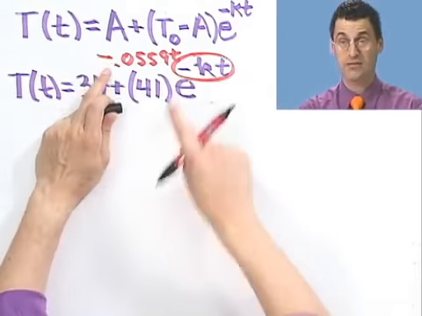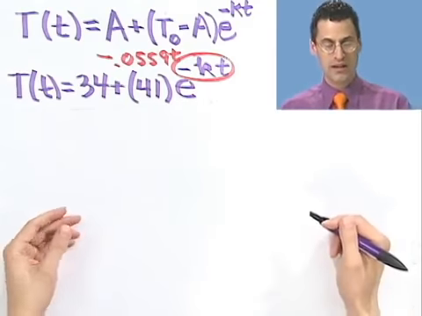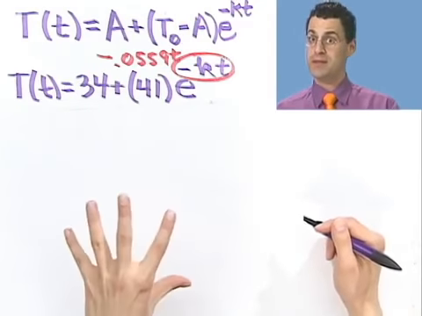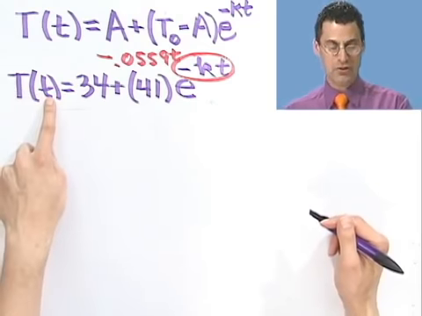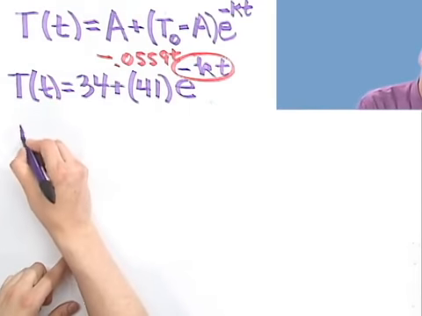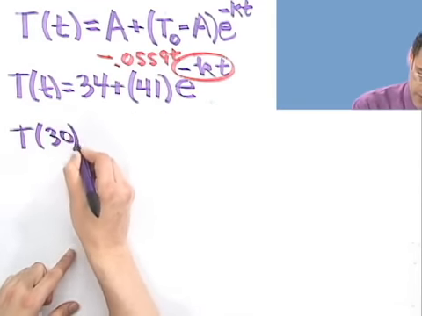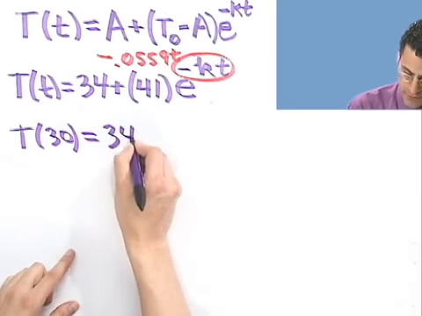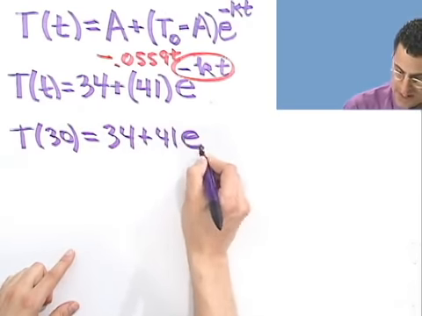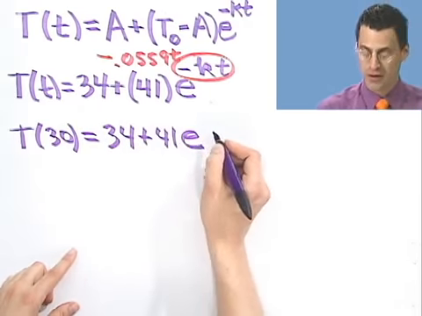So now we can start answering questions. For example, the first question I want to know is, what will be the temperature after 30 minutes? Well, that says, what's the temperature 30 minutes later? So that's just T of 30. So I plug in 30 for little t, and what do I see? 34 plus 41, e to what power? Well, e to the power minus 0.0559, that's the constant we just found, multiplied by 30 minutes, so multiplied by 30. And you can use a calculator to actually compute that with the exponential function there, and you'll see 41.6 degrees.